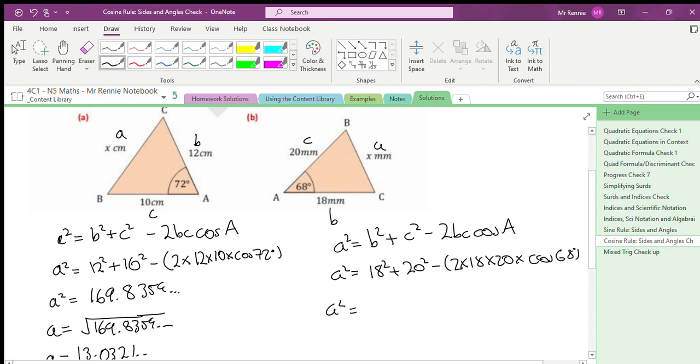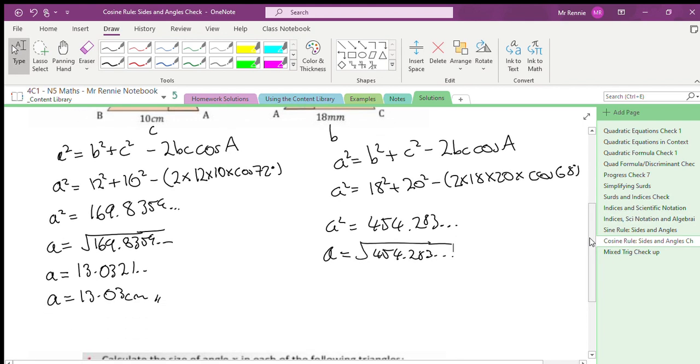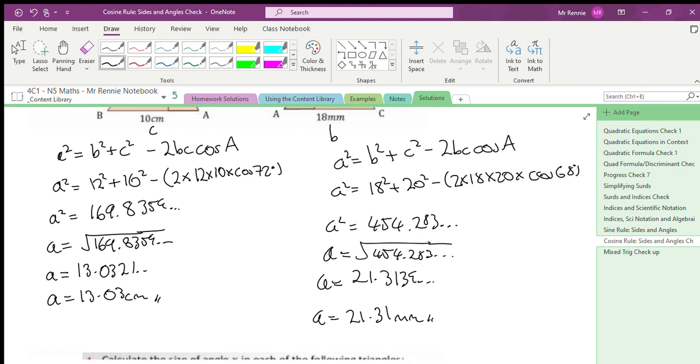Make sure you put that in your calculator using brackets, folks. Doing that properly, you should get the answer coming out as 454.283 continued. Take the square root to get the length of a, and you should get 21.3139 continued. So a equals 21.31, and our lengths were in millimeters for that question. So there are two questions you have to do using the cosine formula for finding a side.